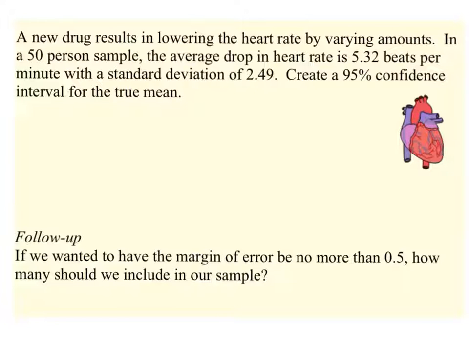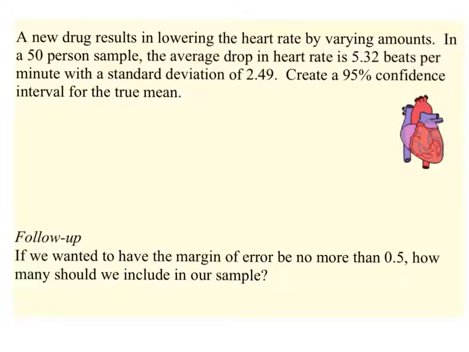So finally, this problem: a new drug results in lowering the heart rate by varying amounts. In a 50-person sample, the average drop in heart rate is 5.32 beats per minute with a standard deviation of 2.49. Create a 95% confidence interval.